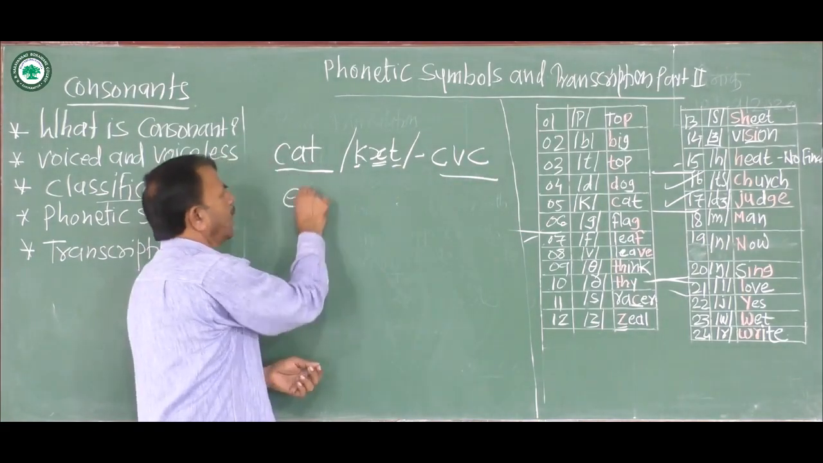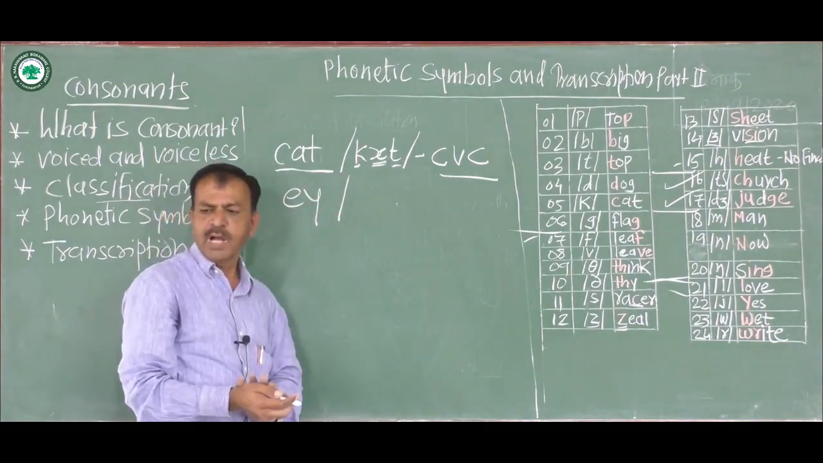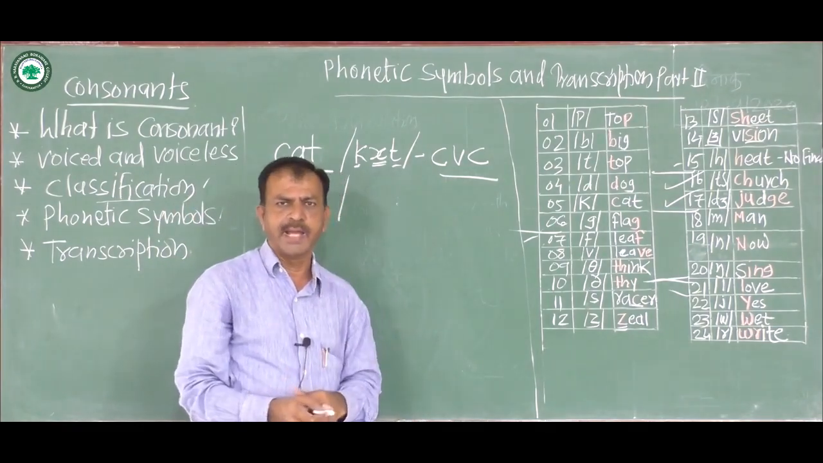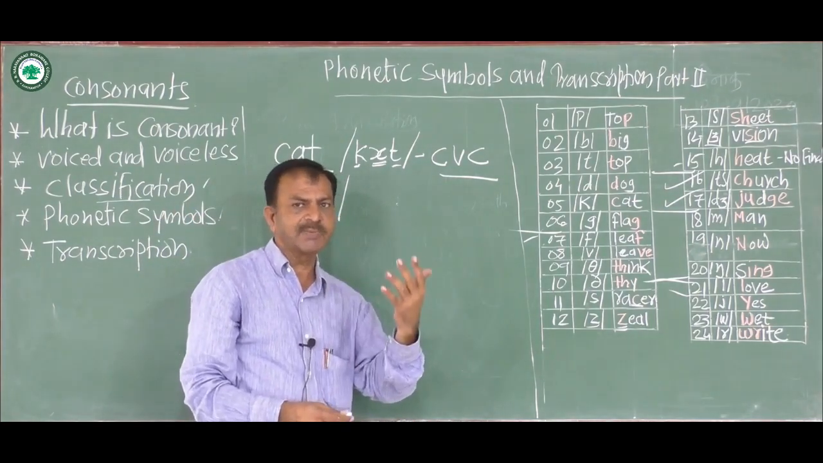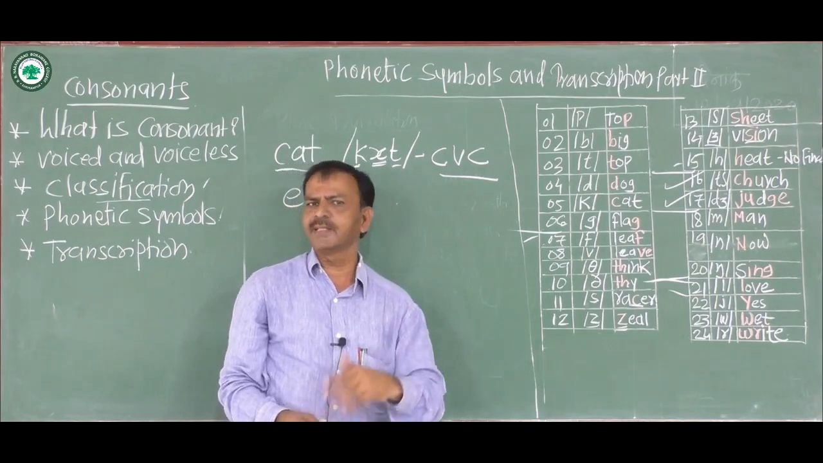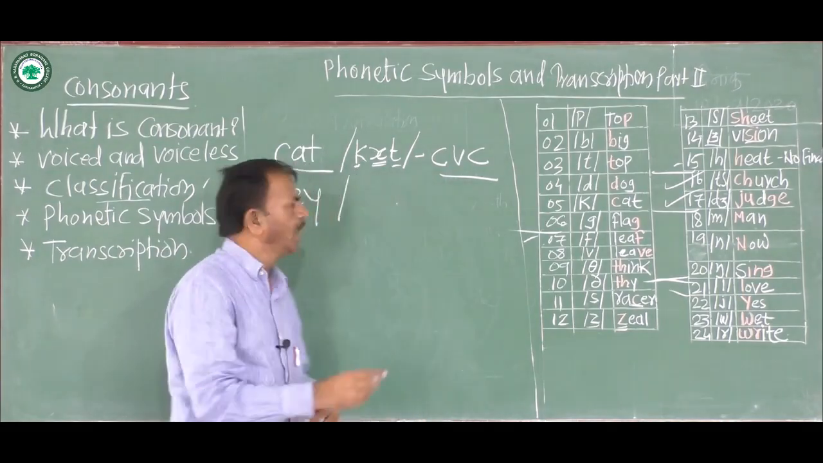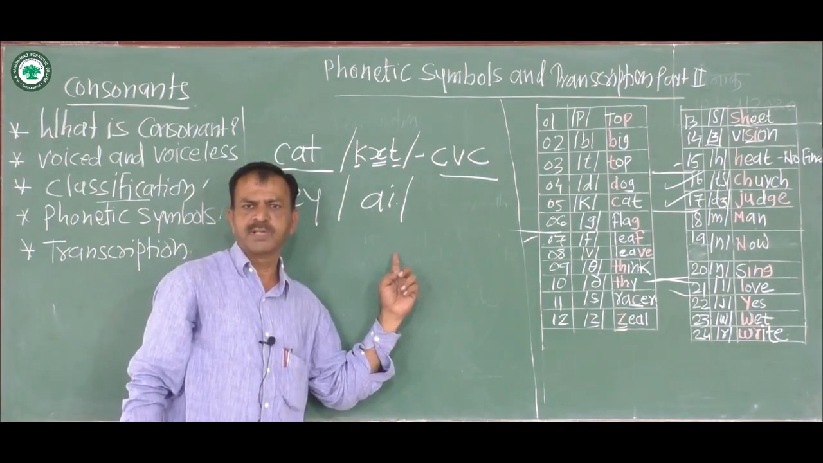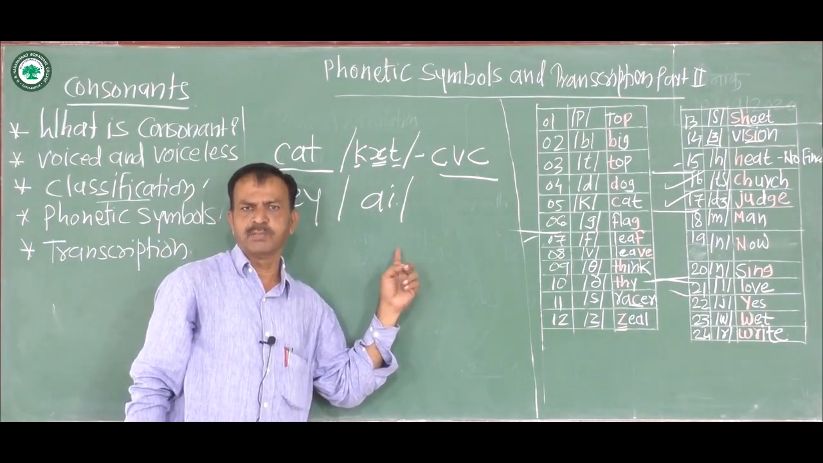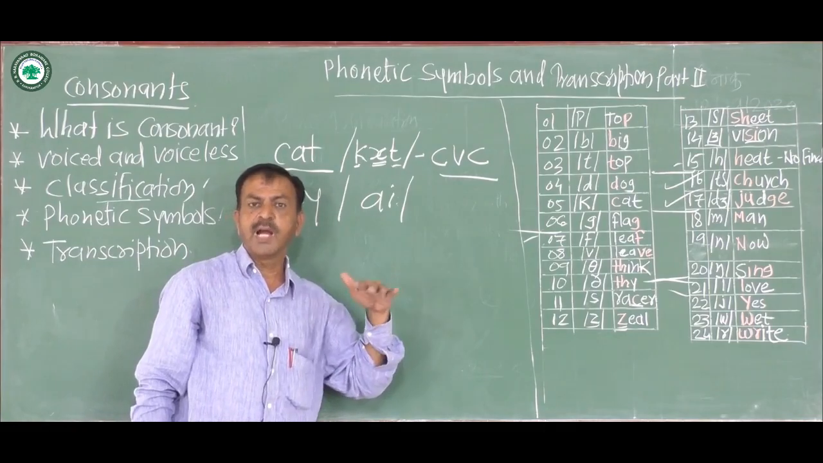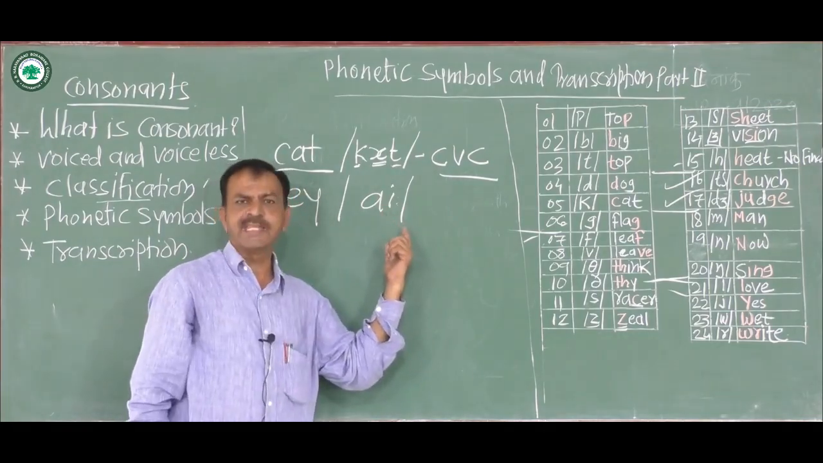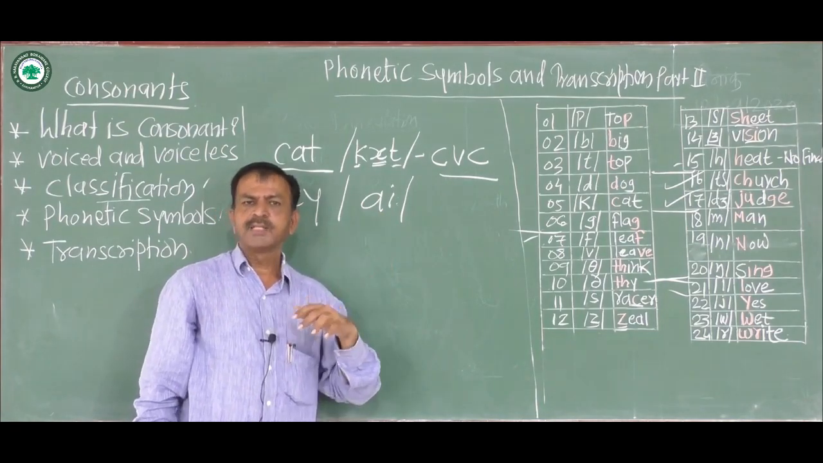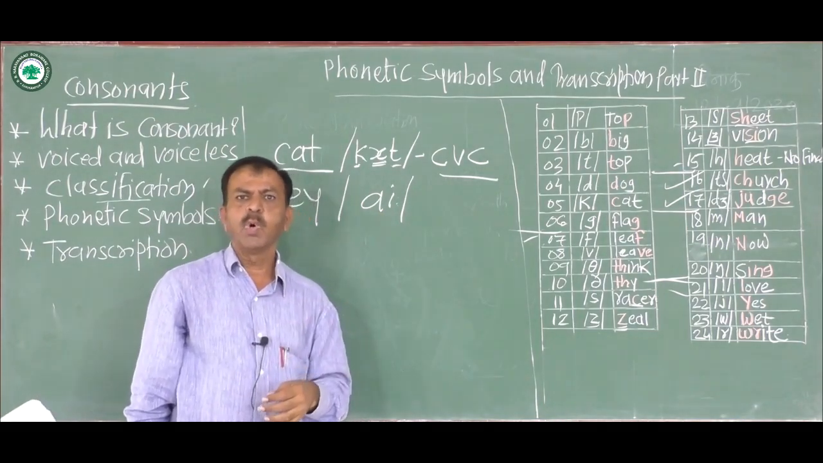Take another example. We pronounce this word as I. But what is the transcription? If you see it in a standard dictionary, you find such symbols. And this is a diphthong. It is not one vowel, but a glide from one to another.